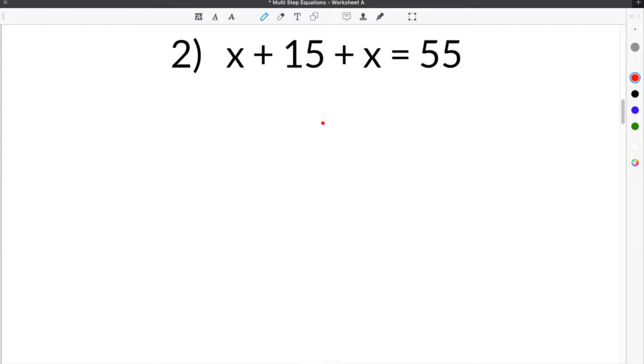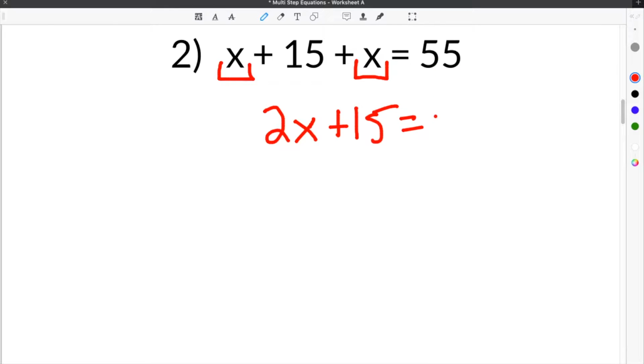Our next problem in our multi-step equations worksheet gives us x plus 15 plus x equals 55. Now this time, when we combine like terms, instead of combining constants, we're going to combine variables. The two like terms on this side of the equation that are the same are x and x. So when we add 1x plus 1x, that will give us 2x. And then you bring down your positive 15, and you bring down your equals 55.